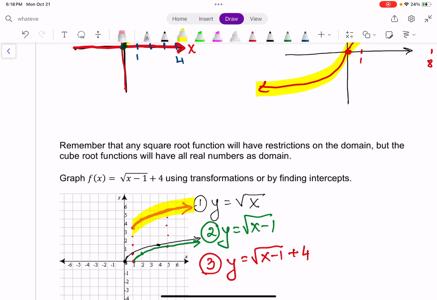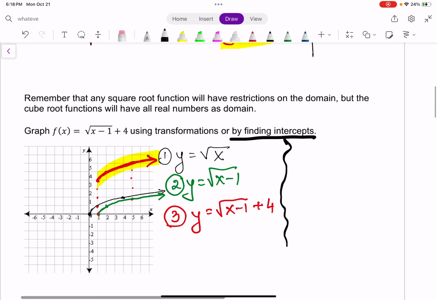Okay. Now, if we wanted to solve this problem and graph this function by finding intercepts, you already see from the graph we obtained that there are actually no x or y-axis intercepts. This graph, the red one I highlighted for you, doesn't even at all cross any axes.